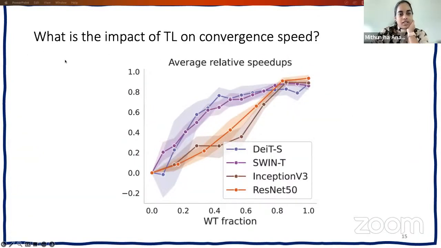Finally, they also did an experiment on the impact of transfer learning on convergence speed. It's monotonically increasing. Here you can see for the CNN, the ResNet, it's kind of linear as the weight transfer fraction is increasing. As the number of layers initialized with weight transfer increases, the convergence speed increases linearly. But with the DEIT model or the Swin transformer, it's increasing up to about 0.5, and then it's sort of a flat region.